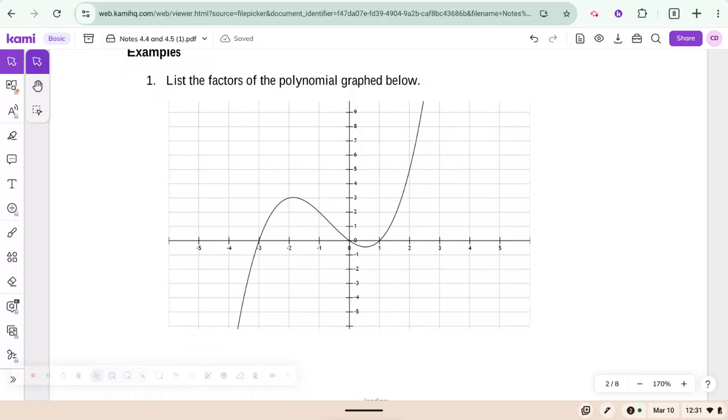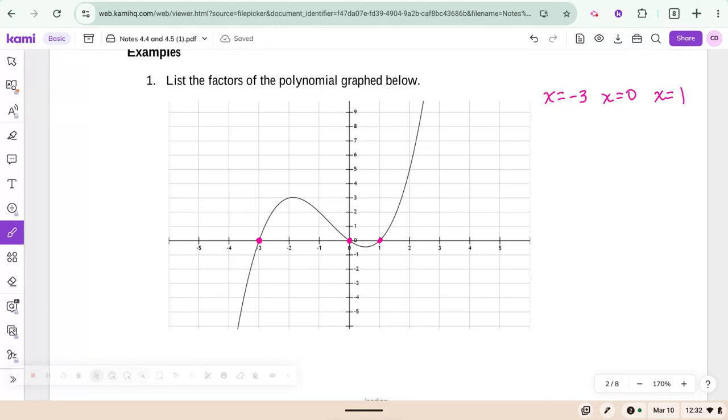All right, so first it says list the factors of the polynomial graphed below. Okay, so we're going to use the first thing that we talked about in our notes, which was the factor theorem. So I'm going to first find the zeros, which is very easy on a graph like this. I see that it crosses the x-axis at -3 and 0 and 1. So x equals -3, x equals 0, and x equals 1 are my 3 zeros.